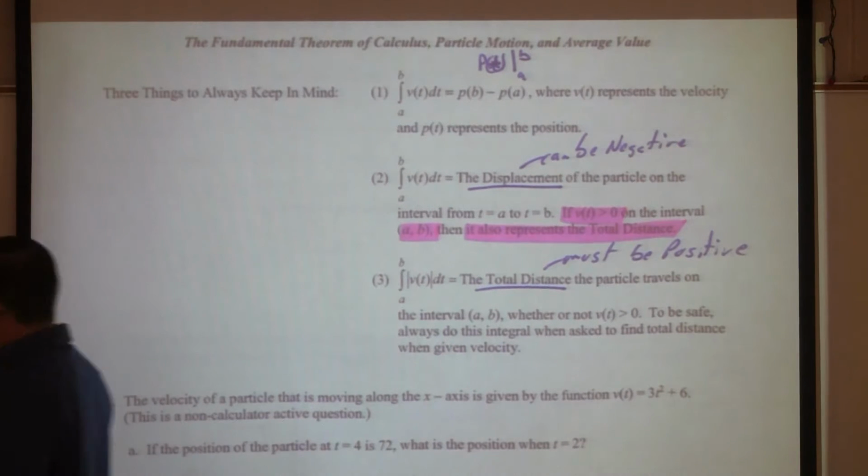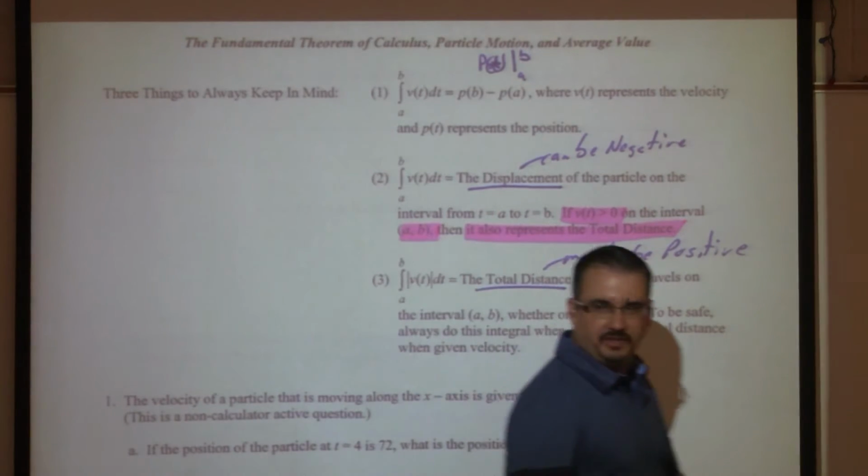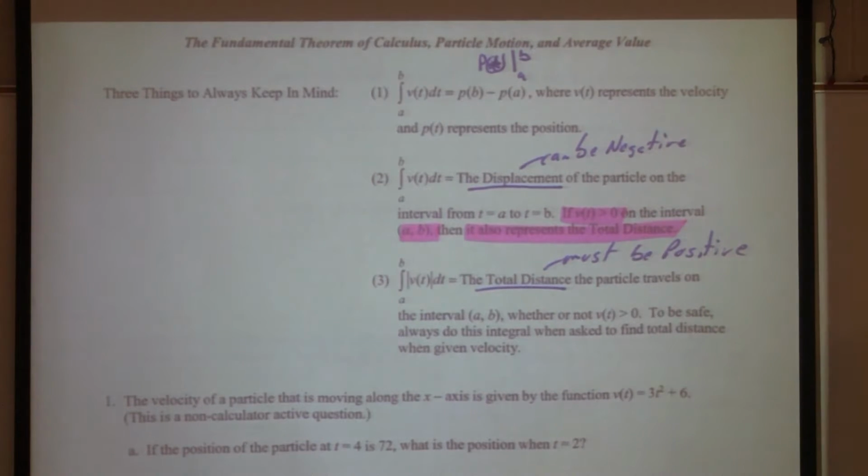So what would happen to this graph, if I got the absolute value of it, is this part right here that's negative would end up being what? Positive, right? It would reflect over the x-axis, and therefore I would find the total distance. Okay? That's what happens when you get the absolute value of a function on the graph. Any part that was negative becomes positive.